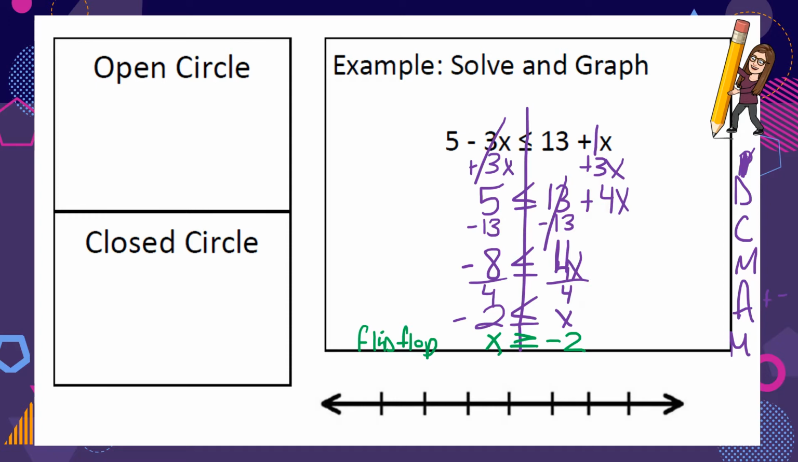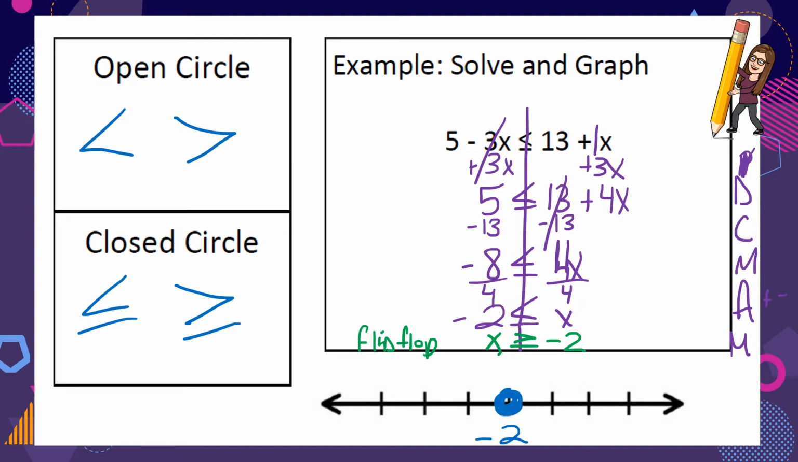Next, let's talk about graphing on the number line. It's an open circle if it's less than or greater than. It's a closed circle if it has or equals to. Well, I've got or equals to, so at negative 2 on my number line, I'm going to have a closed circle. Make it obvious. And it says x is greater than negative 2. So we're going to go towards the greater numbers.